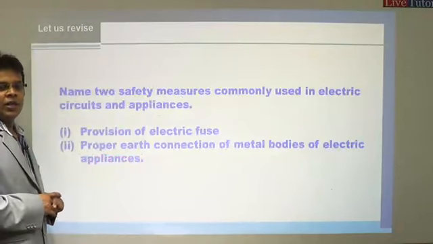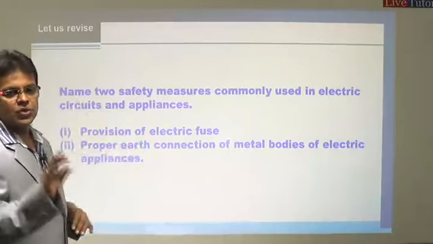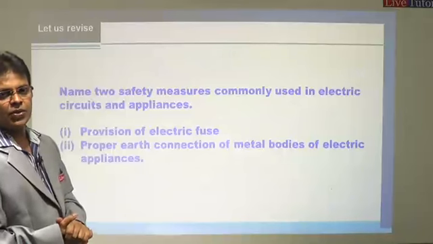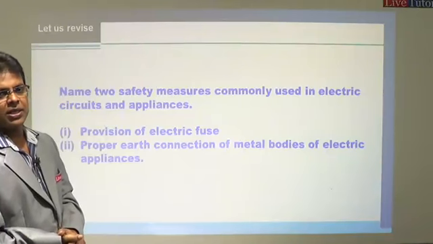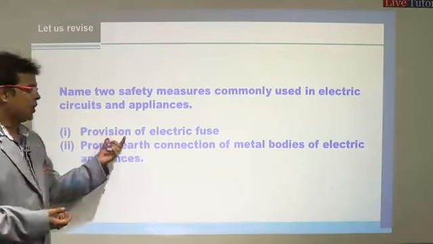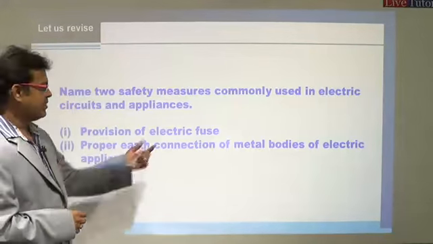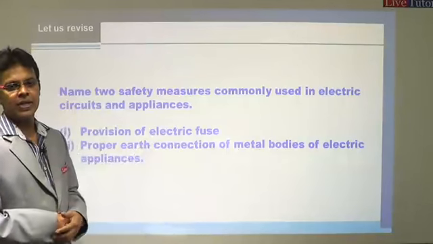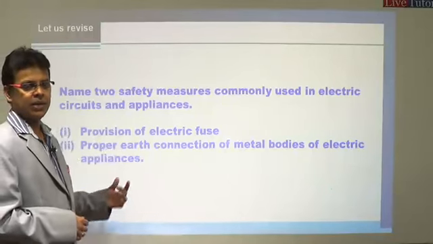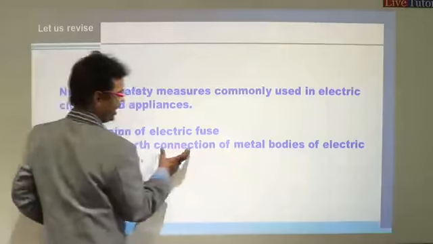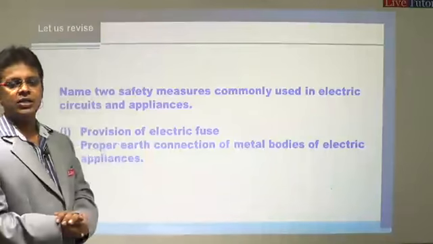Next. This is another important question, a practical application. 2 safety measures commonly used in electric circuits and appliances. Safety measures for safeguarding our electrical appliances. What are they? 2 are there. First of all, you should remember that the first one is provision of an electric fuse. This is the first safety measure. The second one is proper earth connection of metal bodies of electric appliances. Okay? Proper earth connection and the provision of an electric fuse. These are the 2 safety measures.